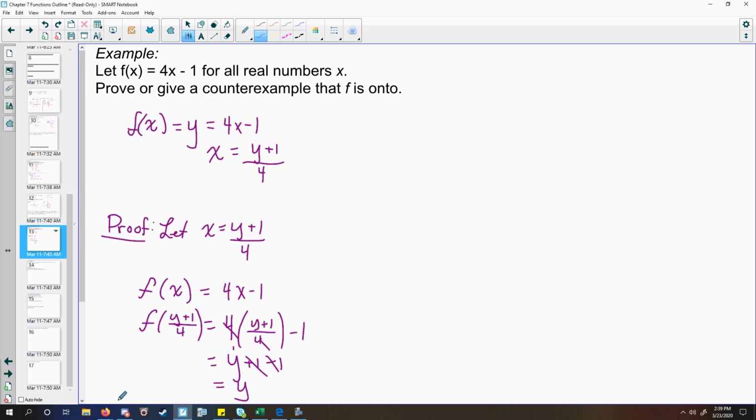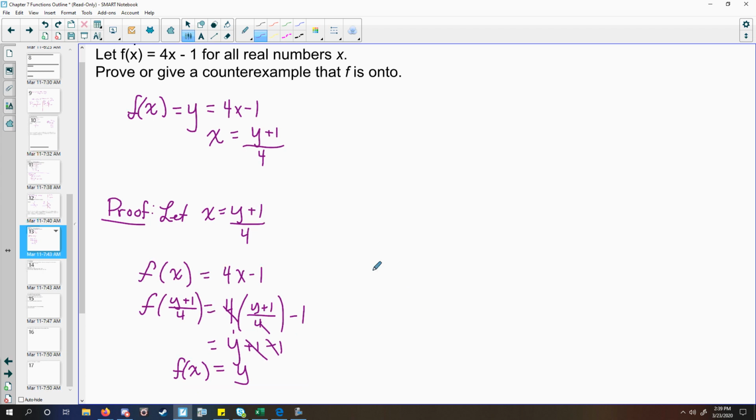So in other words, no matter what y is, as long as it meets the criteria you've deemed for x, which is y plus 1 over 4, you've shown that it would have to be able to generate those values.